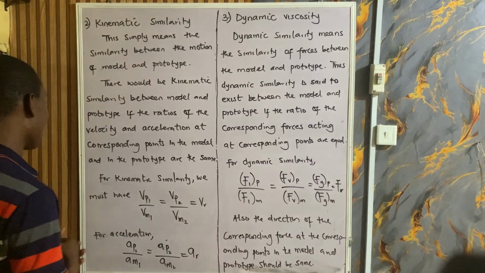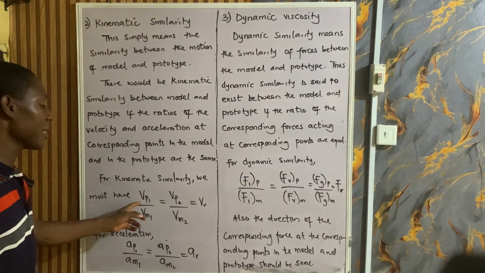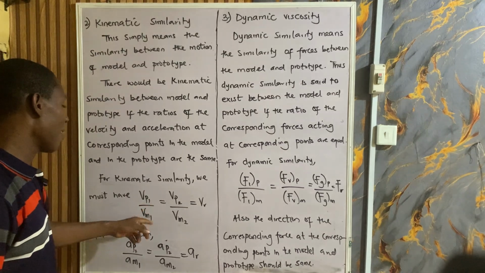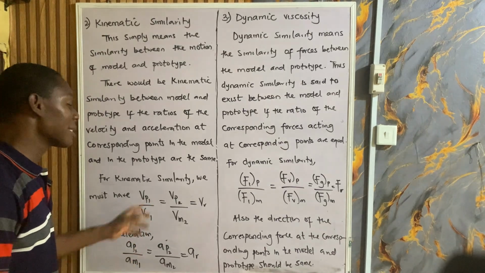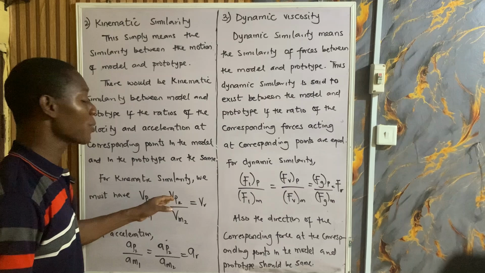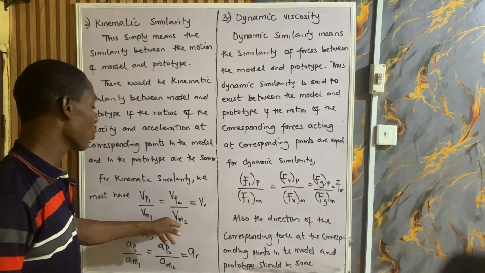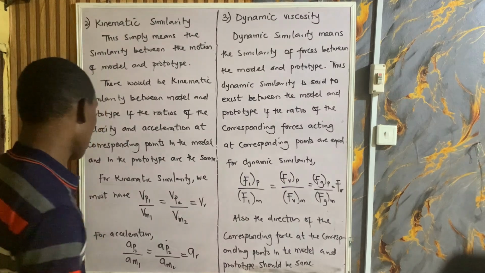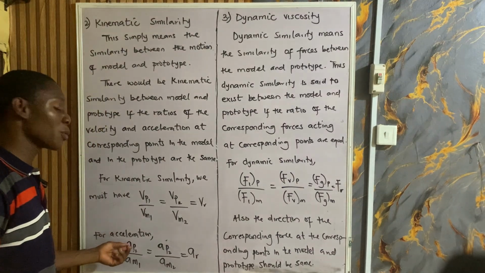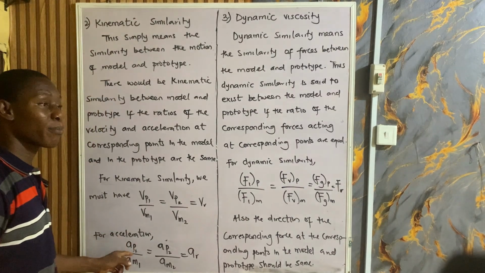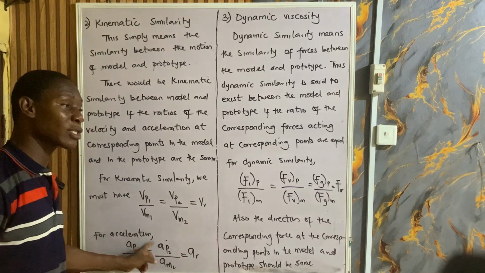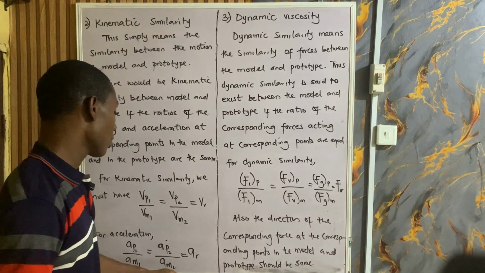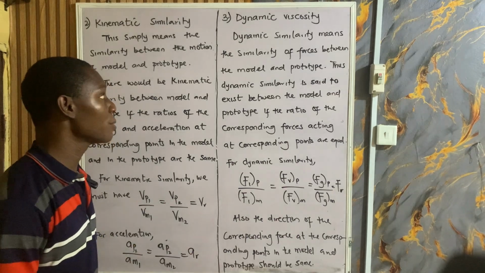For kinematic similarity, we have it that velocity of prototype at point 1 over velocity of model at point 1 is equal to velocity of prototype at point 2 over velocity of model at point 2, and that's known as the velocity ratio. Also, for acceleration, acceleration of prototype at point 1 over acceleration of model at point 1 is equal to acceleration of prototype at point 2 over acceleration of model at point 2. And this is known as the acceleration ratio.